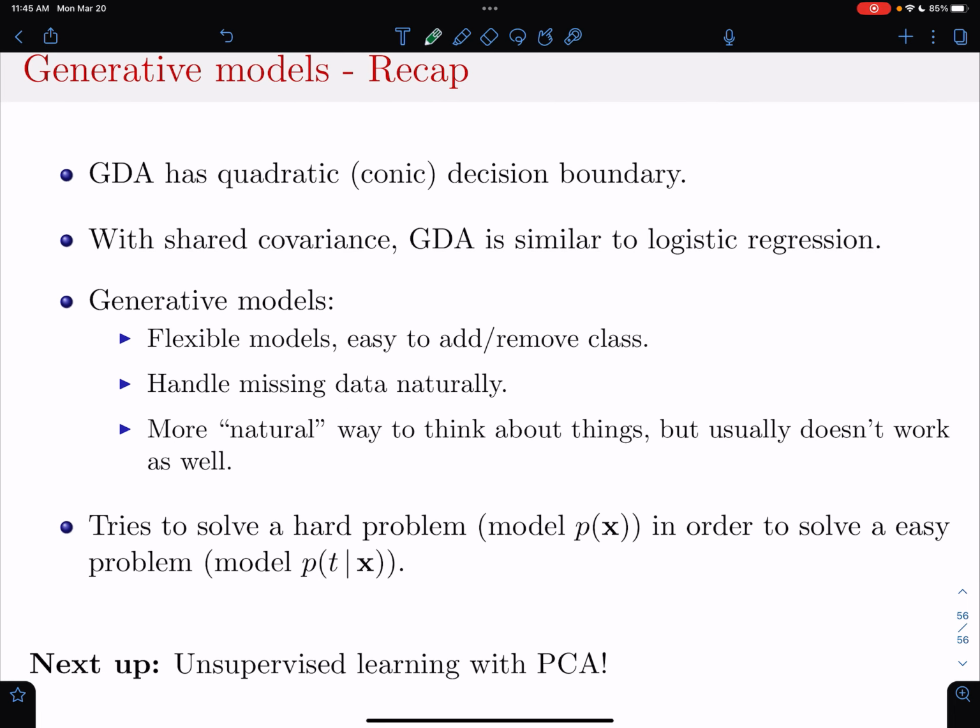Okay, so the overall recap of generative models is if you do it naively with no additional assumptions, you'll have a quadratic decision boundary. If you have a shared covariance matrix, you end up reducing to a linear decision boundary with a similar functional form to logistic regression. One potential advantage of linear versus quadratic is linear decision boundaries are probably less likely to overfit.